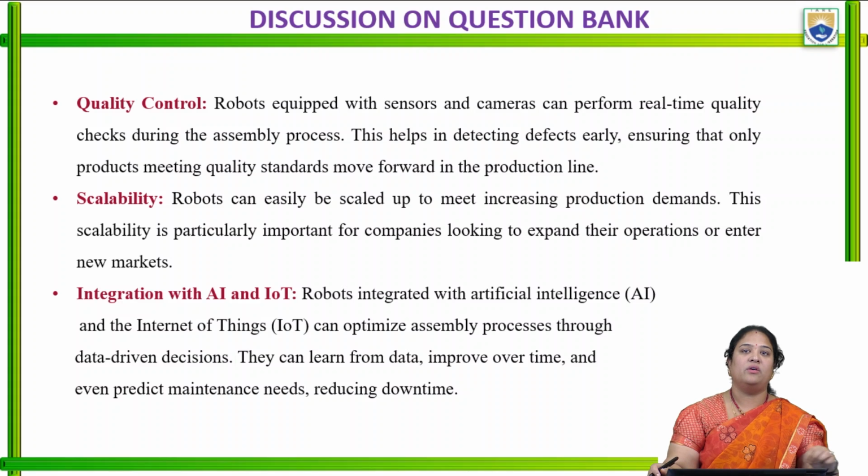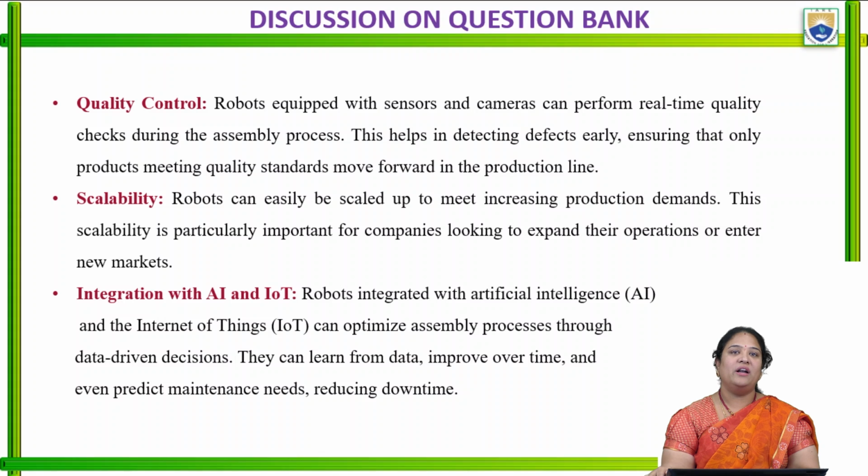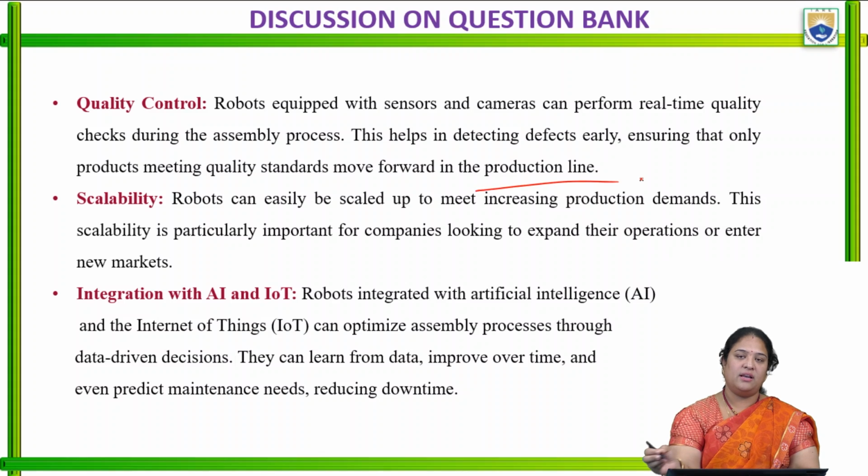Next is the quality control. When we come across the quality control, the robot equipped with sensors and cameras can perform real-time quality checks during the assembly process. This helps in detecting the defects earlier, ensuring that only products that meet quality standards move forward in the production line.